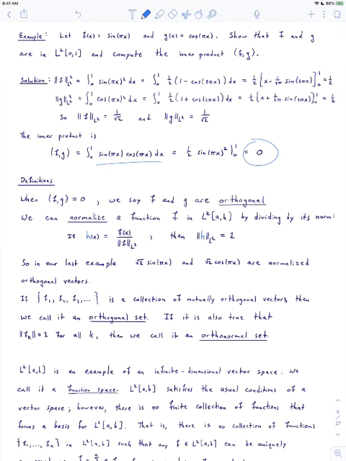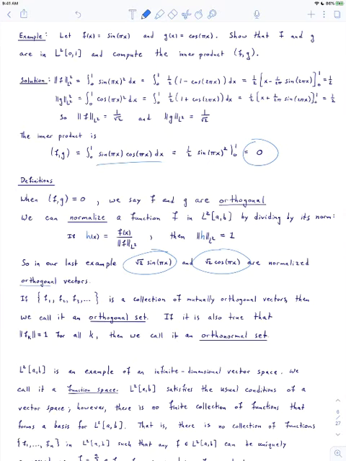be equal to 1. So in our last example, the size of the vectors was 1 over the square root of 2. So if we divide by that size, that means we're multiplying by the square root of 2. So we have the square root of 2 times sine of pi x, and the square root of 2 times cosine of pi x are normalized vectors. They're normalized orthogonal vectors because they're orthogonal to each other.